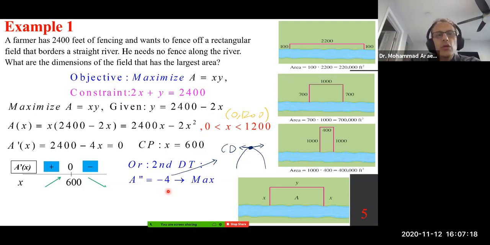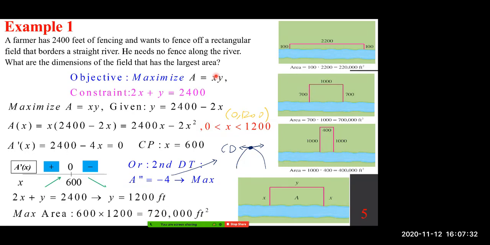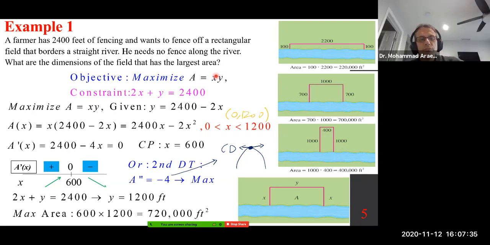Then what do we do? We go back up here and find y either from here or here, 2,400 minus 2x, and you put it in the area as well, and you find the dimensions. So y is 1,200. The maximum area would be their product, which is 720,000 square feet. In other words, in any application problem, you have to make sure you answer the question properly at the end.